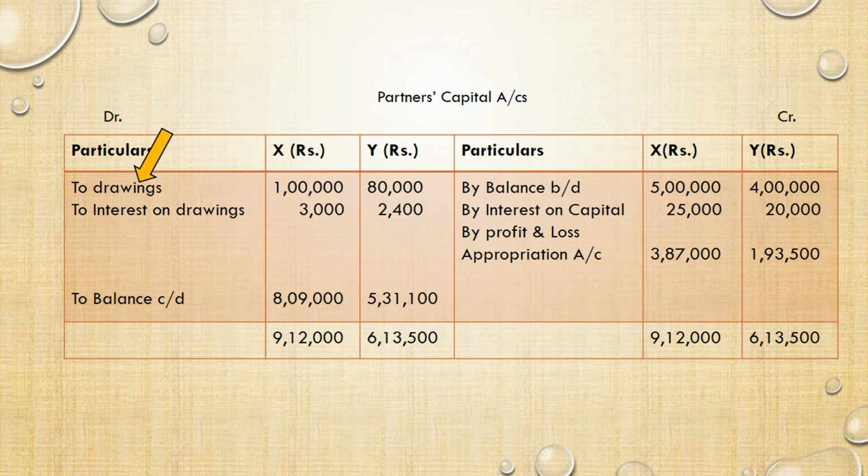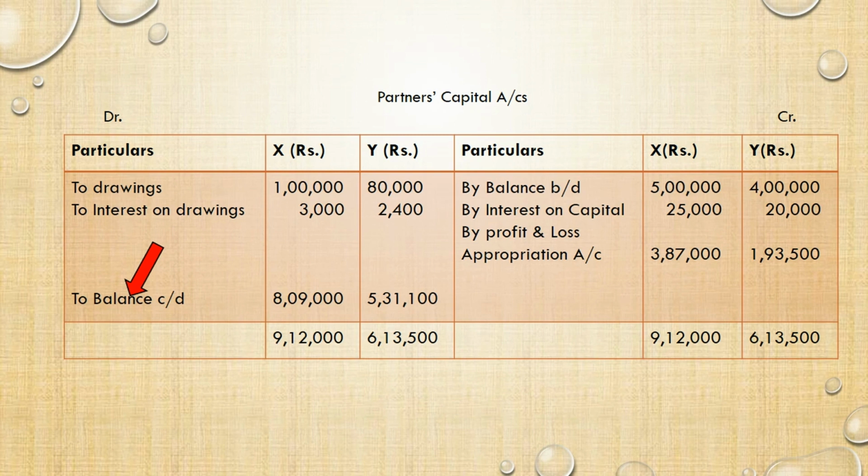On the debit side, we have drawings. It is directly taken from the question, 1 lakh rupees for X and 80,000 for Y. Next is interest on drawings, 3,000 rupees for X and 2,400 rupees for Y. Now after putting the debit items and the credit items, the last step is to find the difference of credit and debit. That difference will be your closing balance, that is, to balance c/d. For X, it is 8,09,000 rupees. For Y, it is 5,31,100. So these are the closing balances of each partner. This is how the capital account is prepared.